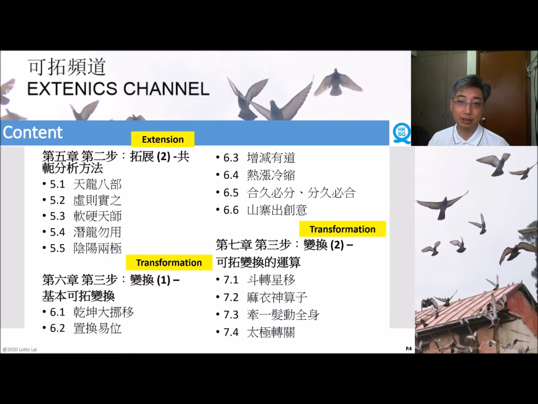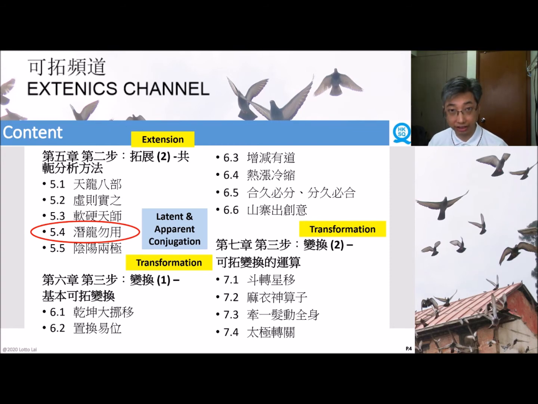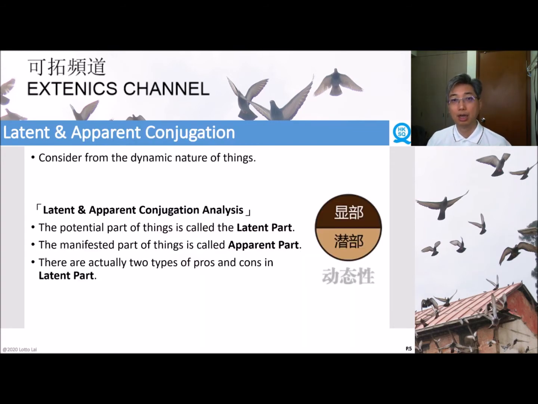So today is the extension innovation method, step 2, extension for using conjunction analysis. Now the third part is the latent and appearance conjunction. It is considered from the dynamic nature of things. We talk about the latent and appearance conjunction analysis from the potential part of things, which we call the latent part. The manifested part of things we call the appearance part.